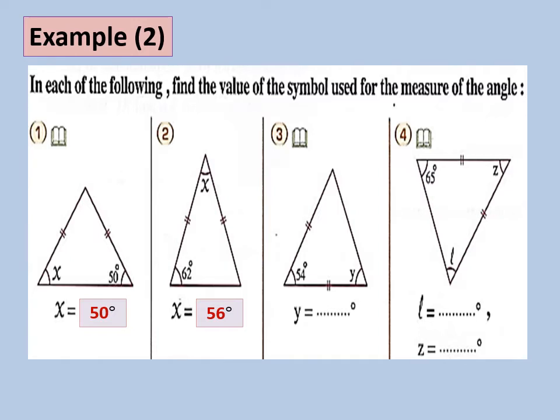Third, the two sides are equal and the vertex angle is 54. So y, the base angle, will equal 180 minus 54 divided by 2, will be 63. Third, find L and Z. L is the base angle, so L will equal 56, and Z will equal 180 minus 56 times 2 will be 50.